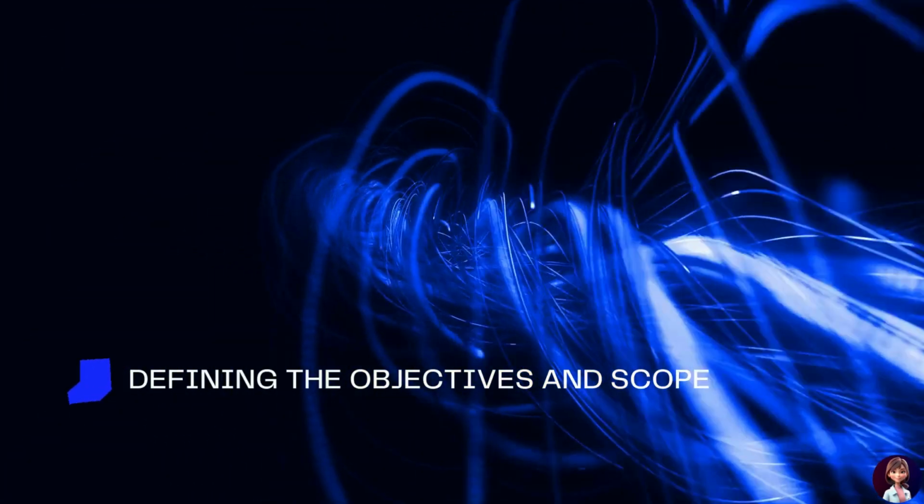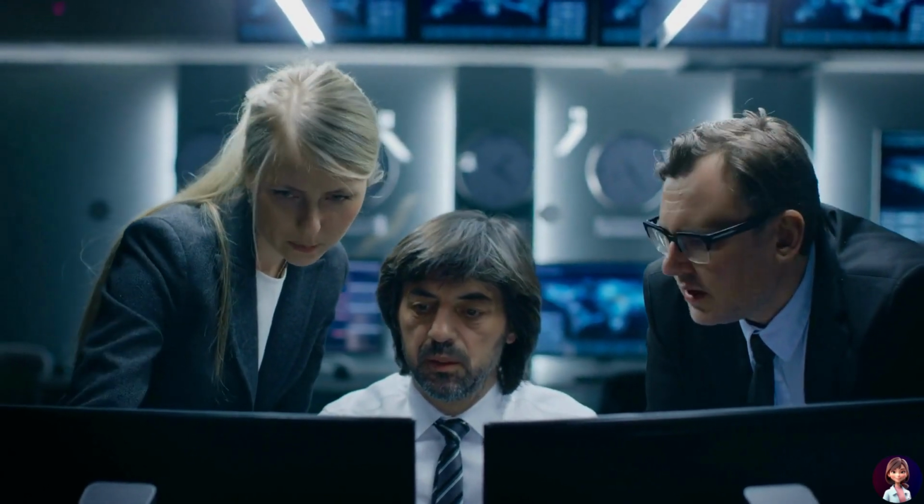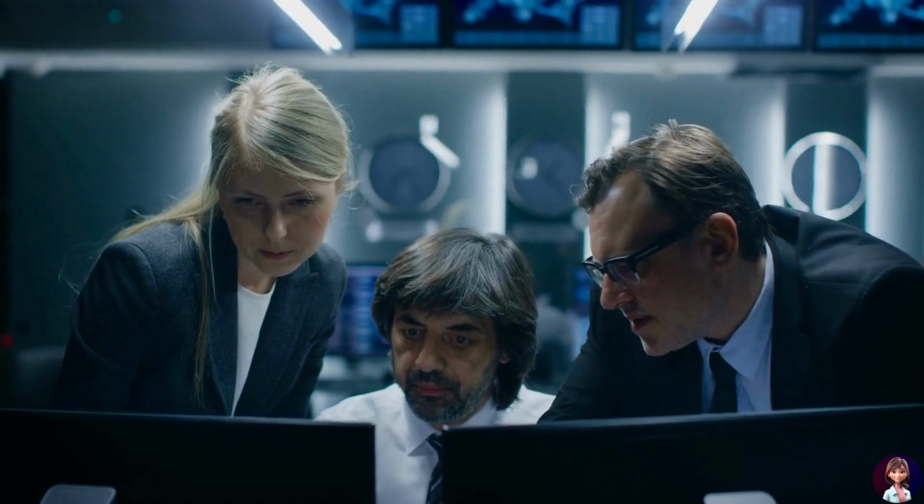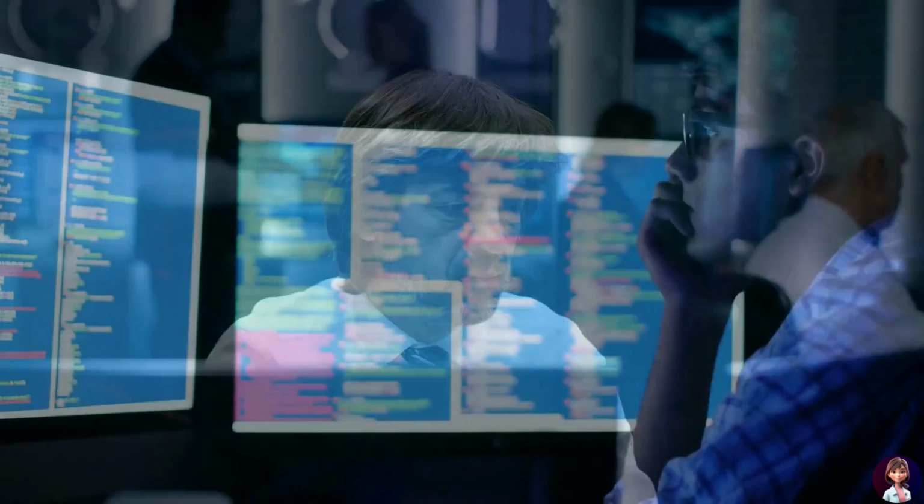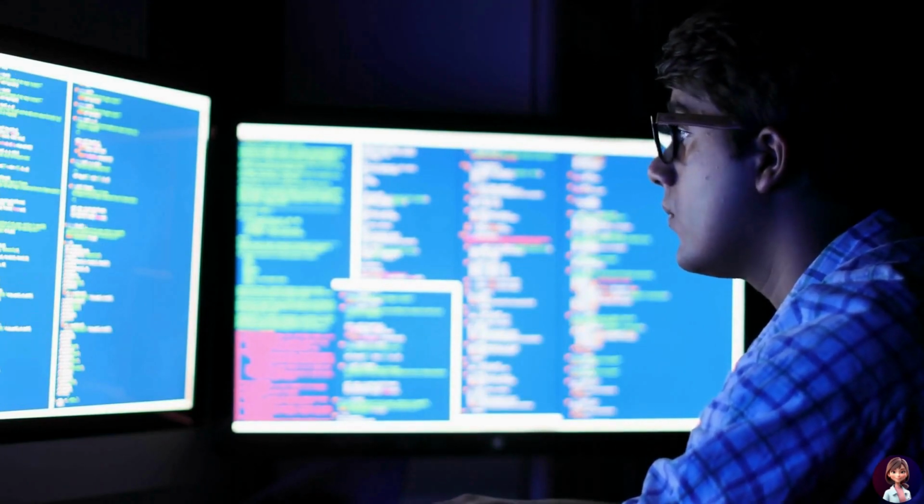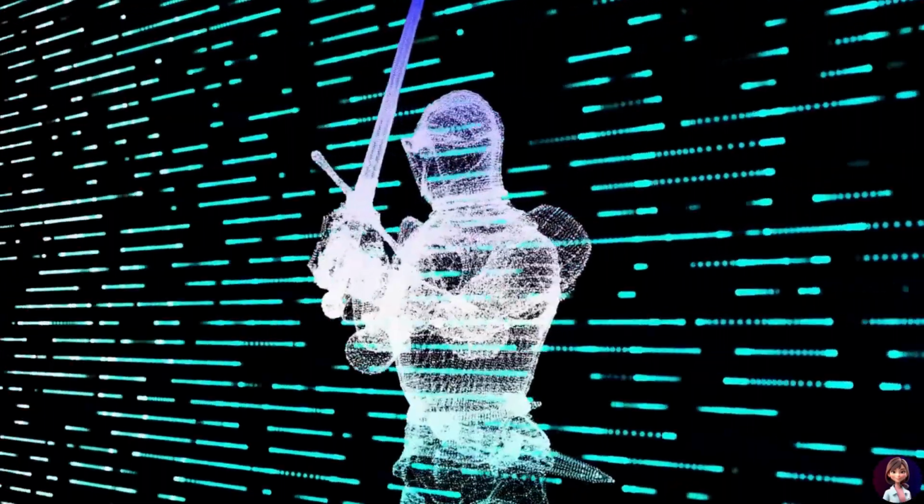Defining the objectives and scope. When you are starting an analysis deliverable, it is important to start by clearly defining the objectives of the BIA and the scope of your analysis. What specific technology systems or processes will you be assessing? And what are the expected outcomes?